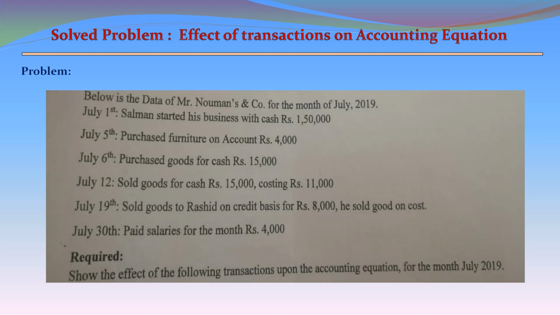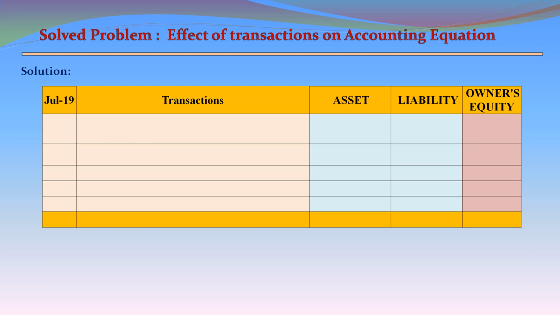Required, show the effect of the following transactions upon the accounting equation for the month of July 2019. Let us solve the problem. Date, transactions, asset, liability, owner's equity. July 1 transaction: Salman started his business with cash 1,50,000. So this will increase asset by 1,50,000 and it will increase owner's equity by 1,50,000.